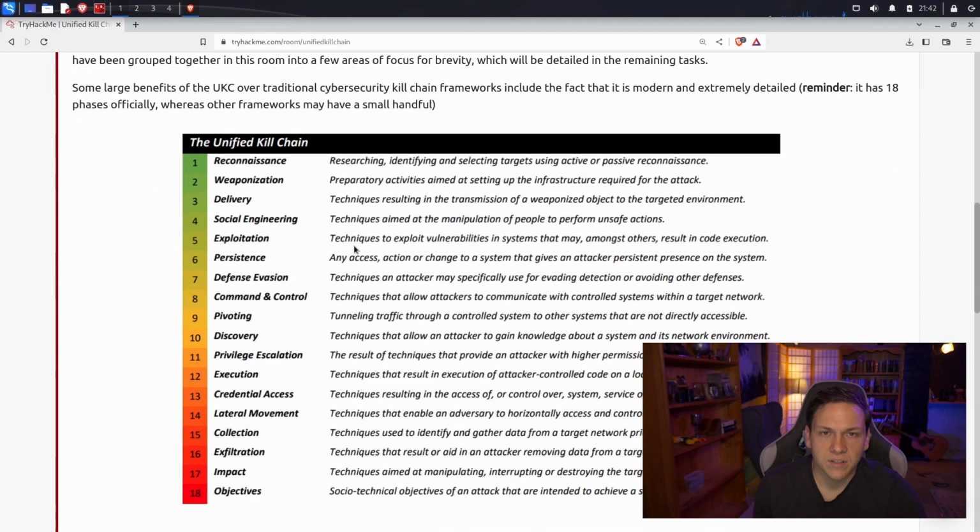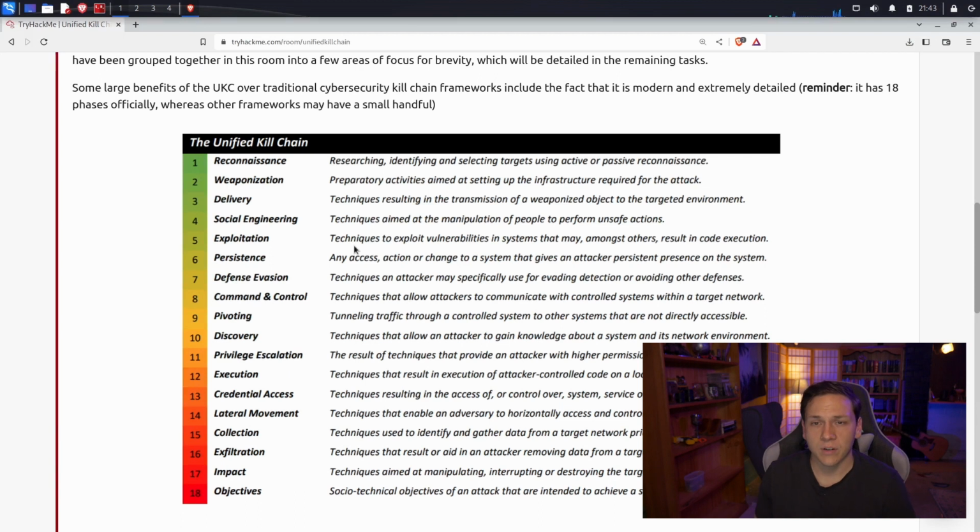Some larger benefits of the UKC over traditional cybersecurity kill chain frameworks include the fact that it is modern and extremely detailed. Reminder, it has 18 phases officially, whereas other frameworks have a small handful. Let's read through the phases.